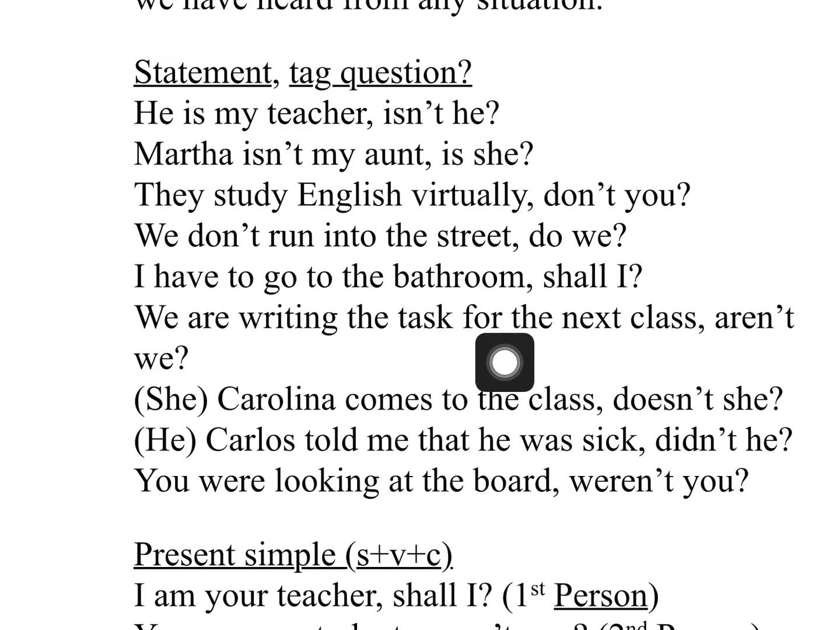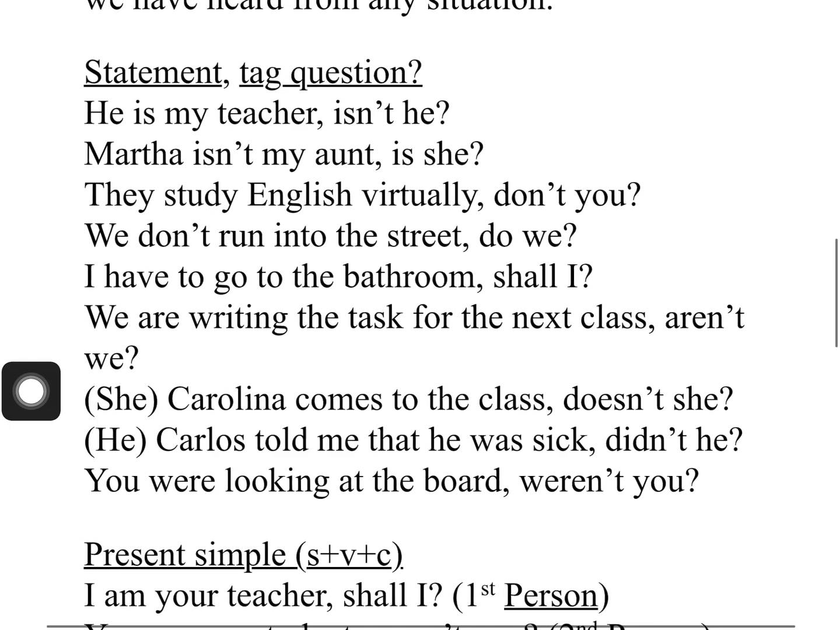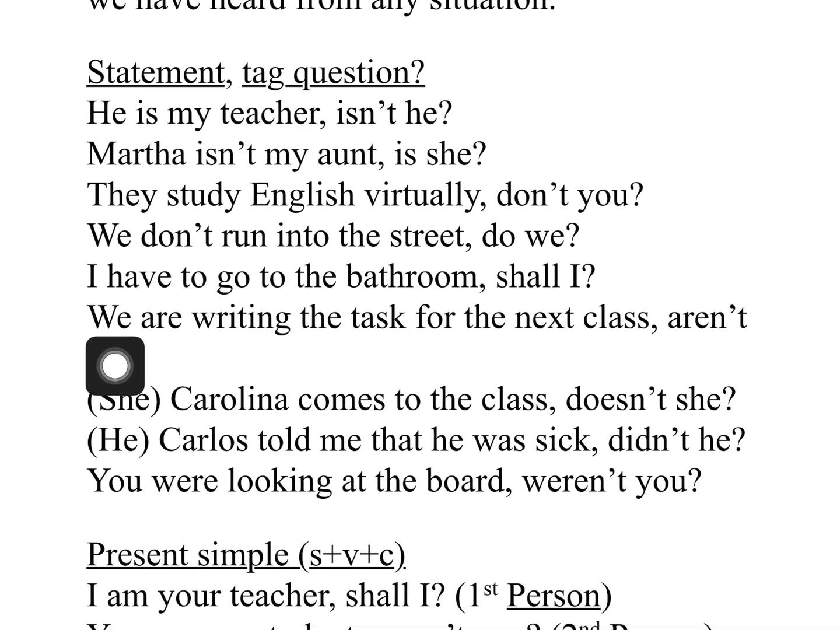We are writing the tags for the next class, aren't we? So remember, here we are going to use the present continuous, the "ing", but with the verb to be. If the verb is just with the "ing", it is not a present continuous. The present continuous in that case is with the verb to be in present before the "ing". Good? So we are writing the tags for the next class, aren't we? We are going to be positive here and negative here. Good.